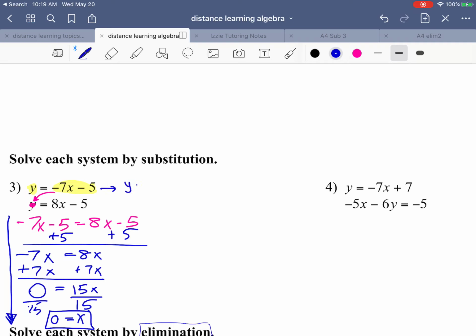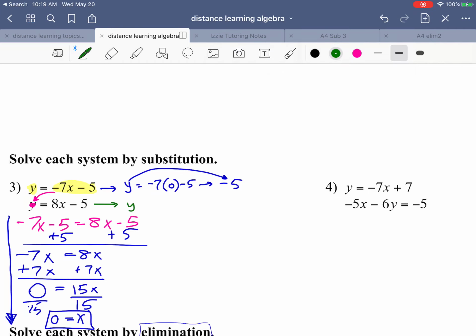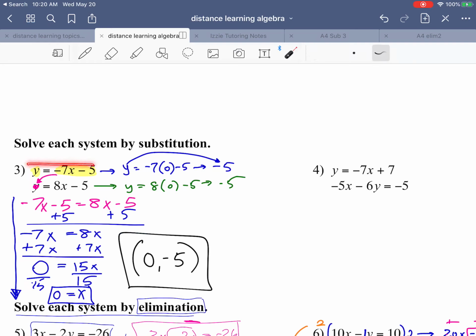So the first one, y equals negative 7 times 0 minus 5. If I do negative 7 times 0, it's 0, subtract 5, and I get negative 5. So I'm saying y equals negative 5. I should also get the same thing on the bottom equation, which I'll do in green so we can distinguish. y equals 8 times 0 minus 5. 8 times 0 is 0, minus 5 is negative 5. So once you have that, we have our solution, 0, comma, negative 5. So again, just to recap, if you have slope-intercept form, take the one equation, plug it in for the opposite y, and then solve.